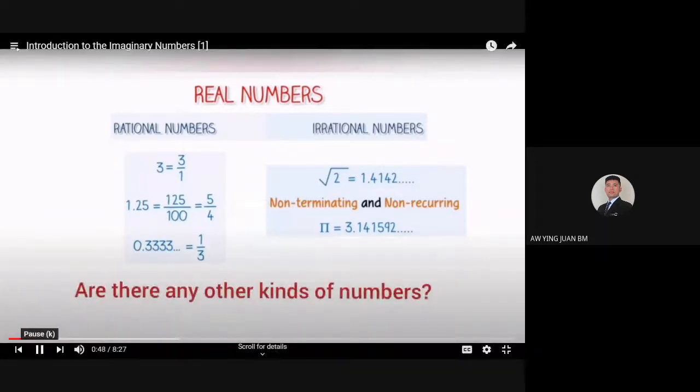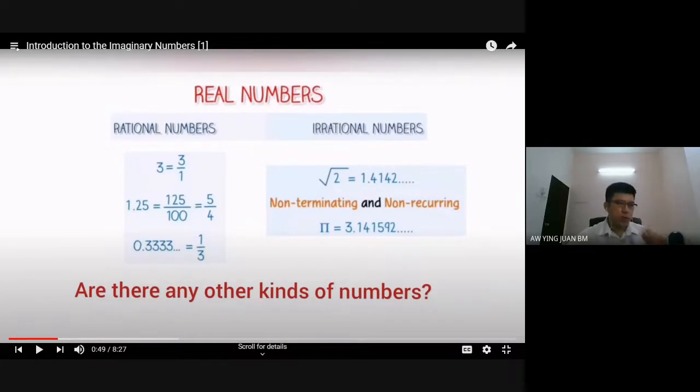Are there any other kinds of numbers? You refer to this one, we have real numbers. This is the thing that we have discussed in the first week, okay, real numbers. So in general, we have two big sets. Rational consists of fractions and decimals. Another one, we have irrational numbers, which are not fractions and not repeating or terminating decimal numbers. So kita ada dua group.